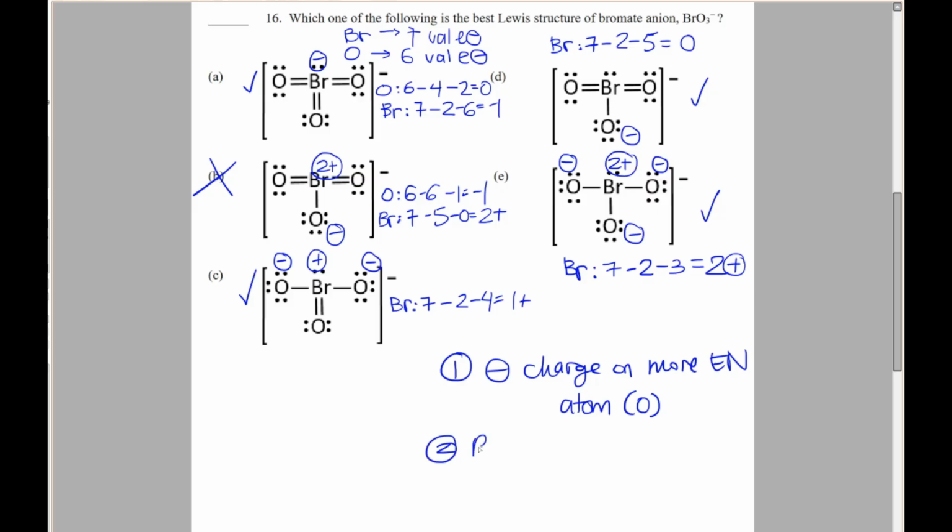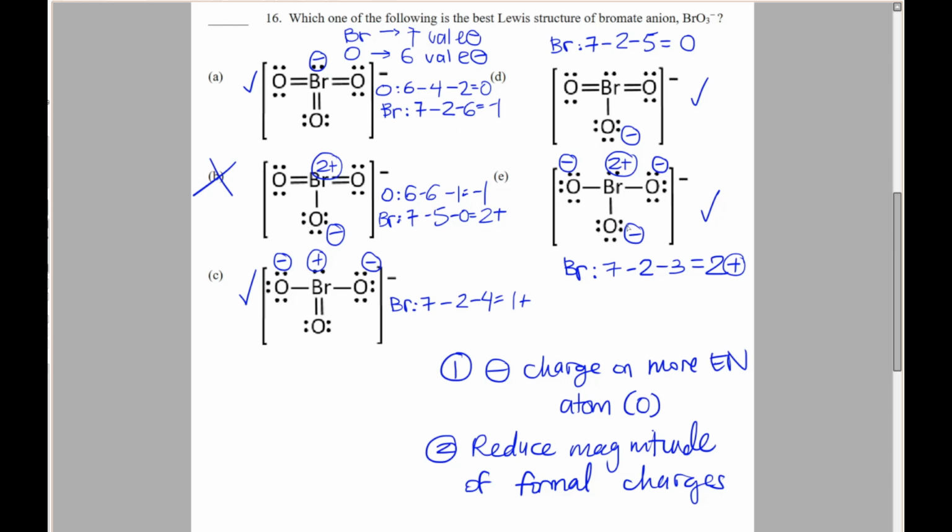Second of all, we want to reduce the magnitude of formal charges overall. So what this means is that something like the Lewis structure in option E is not the most ideal because we see that all of these atoms in this molecule have a formal charge that is not 0. So we want to find a Lewis structure that has a negative charge on the more electronegative atom and has the least amount of overall non-zero formal charges on all the atoms combined.